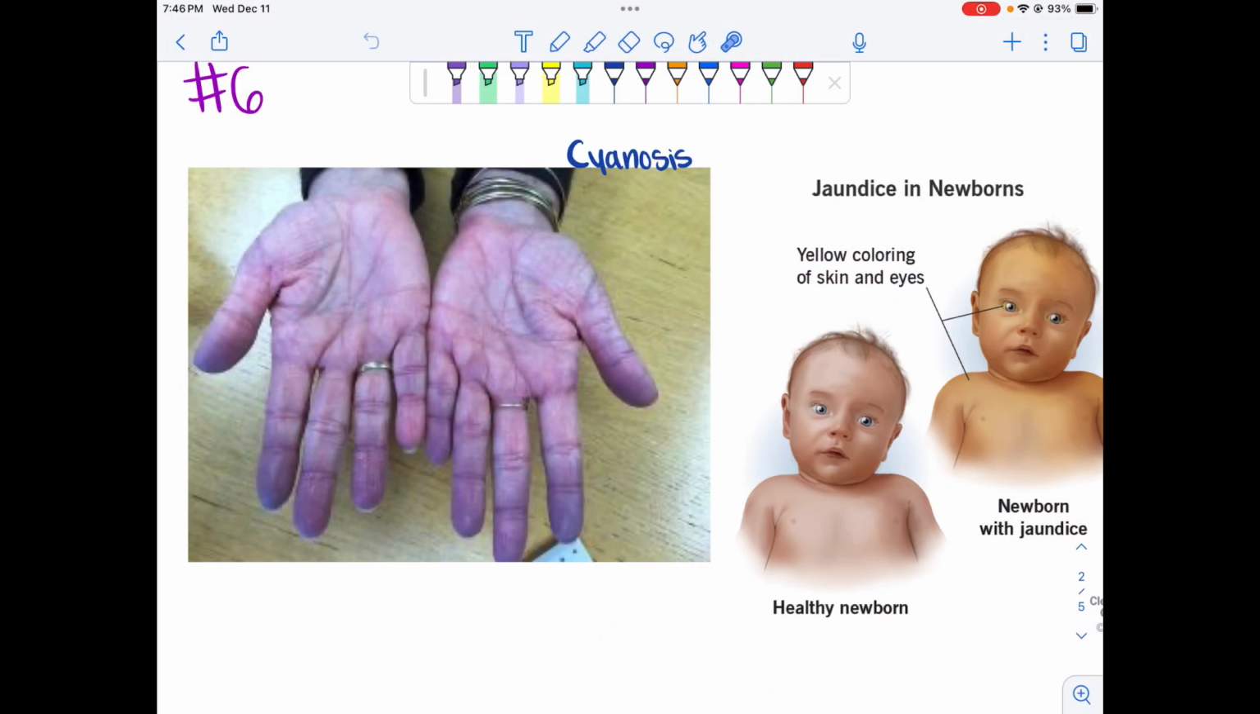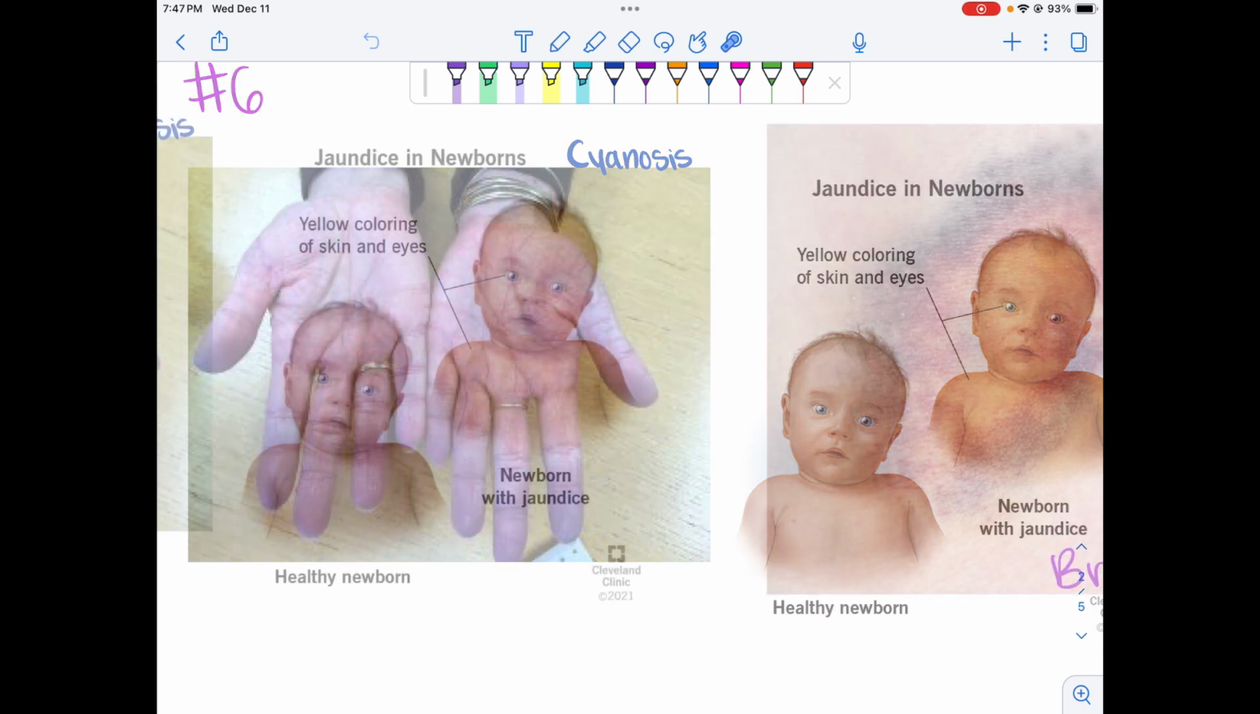Cyanosis is when skin becomes a blue color due to low amounts of oxygen in the hemoglobin in blood cells. In darker skin tones, it may be harder to see if the skin is a blue color, so they will check the nail beds to see.